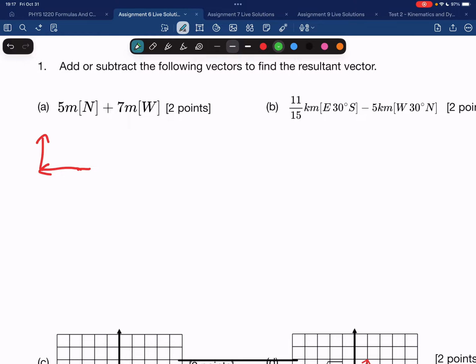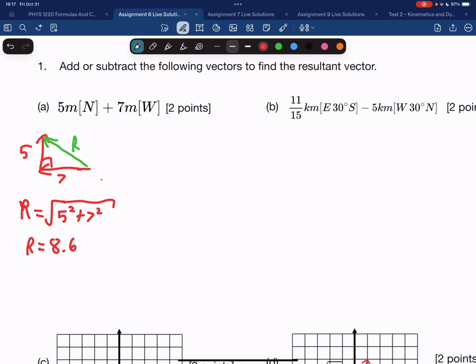Our resultant vector will be, draw it in green, right there. So I'll call that R. 5 meters north, 7 meters west. So we are looking to find that resultant vector. To do this, we see that we have a right angle triangle. We know 2 of the side lengths. We can use Pythagorean theorem here. So we see that R is equal to the square root of 5 squared plus 7 squared, which is going to give you about 8.6.